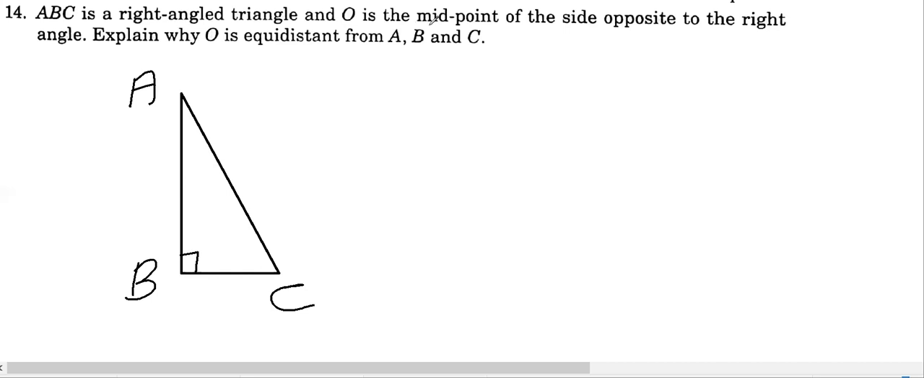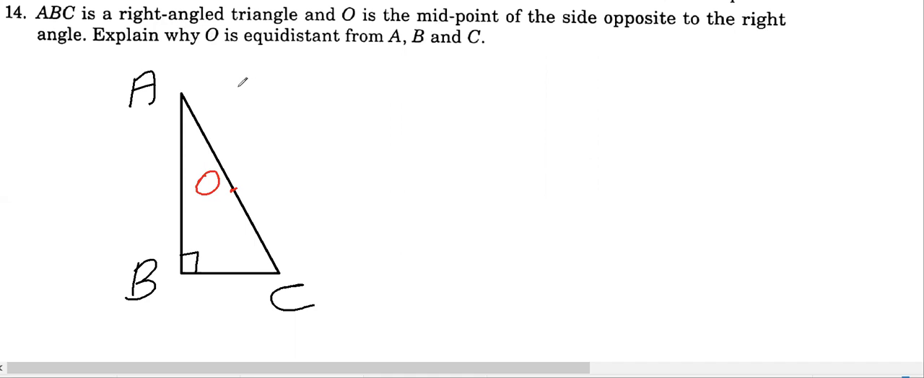Then it says that O is the midpoint of the side opposite to a right angle. So opposite to right angle, this is a hypotenuse, right? So I need to find the midpoint of this. So let the midpoint of this be this. Okay, say this is the midpoint, and I will name this O. Then what it says, midpoint of the side opposite the right angle.